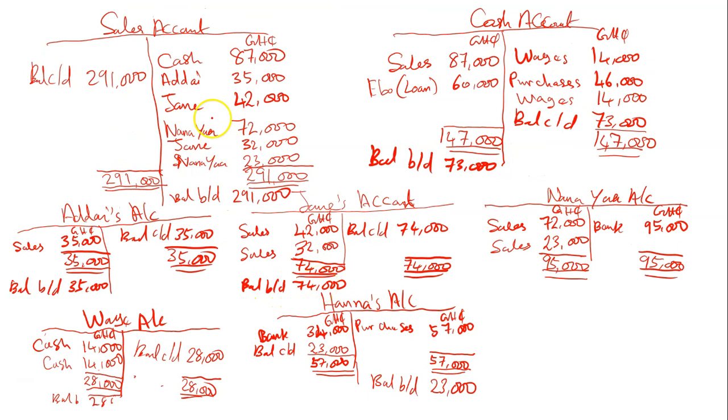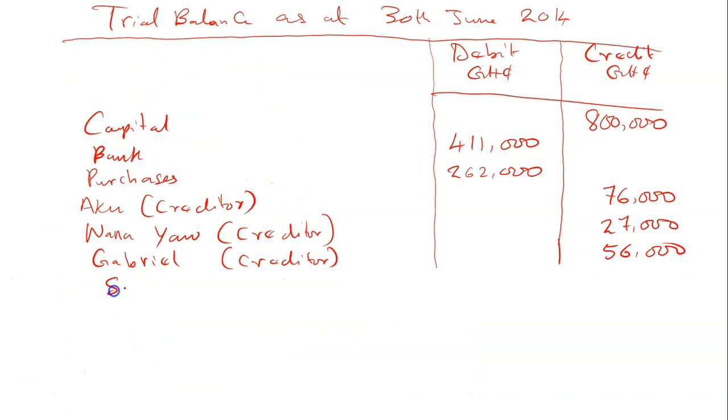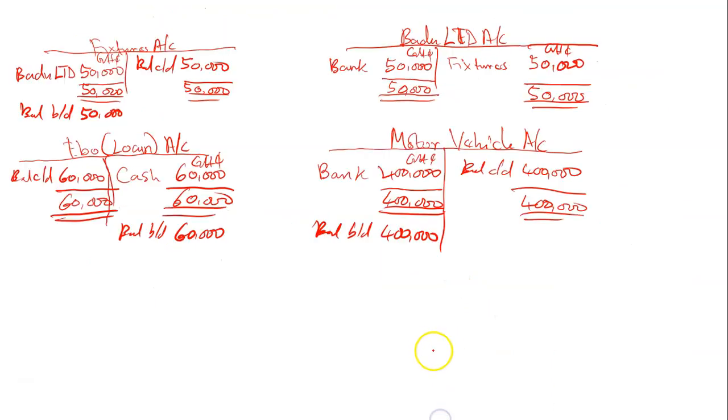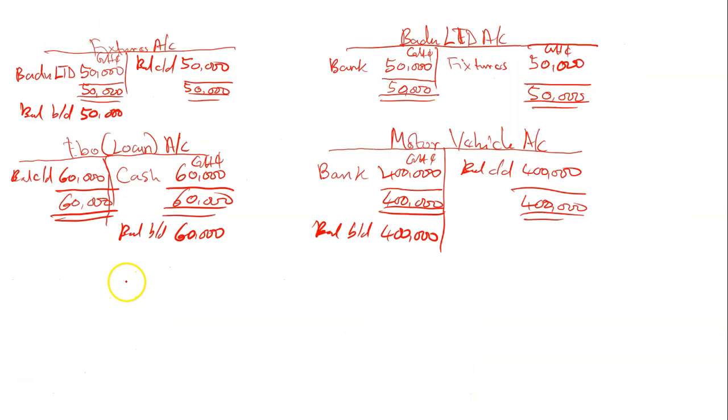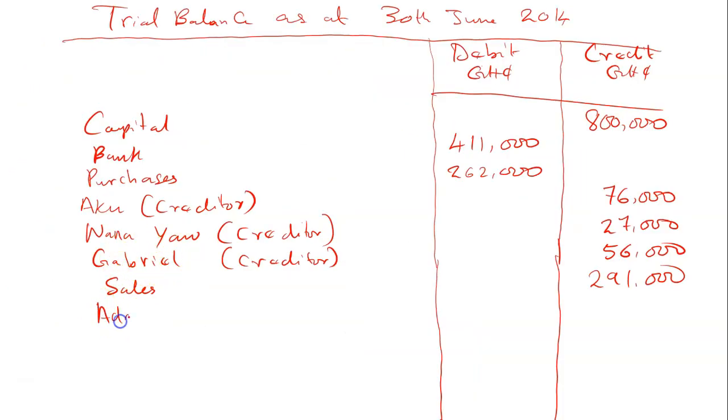Then let's see the next one. Sales. Sales has a credit balance of 291,000. So sales, 291,000. Then the next, we have Adai. He has a debit balance of 35,000, so it's a debtor. Okay, so debit balance of 35,000. Adai, a debtor who has a debit balance of 35,000.